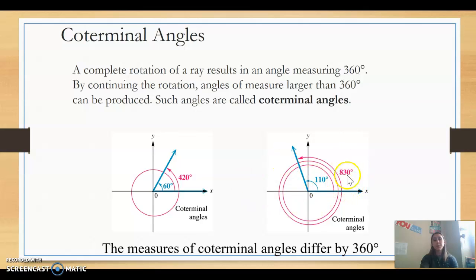Same is true for this one. This is 830 degrees. Start on the initial side, we go around once, go around again, so we're at 720 here, and then we go 110 more degrees to get to 830. So 830 and 110 degrees are coterminal. Make sure you get these pictures in your notes. Make sure you note the arrows.